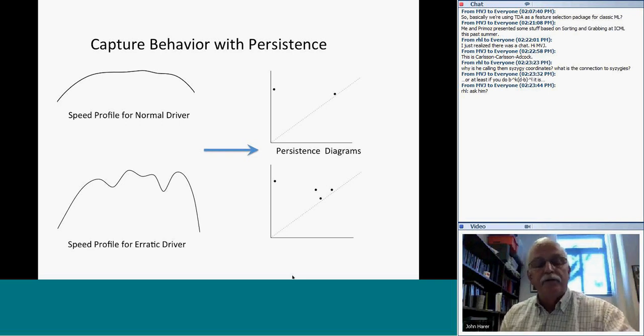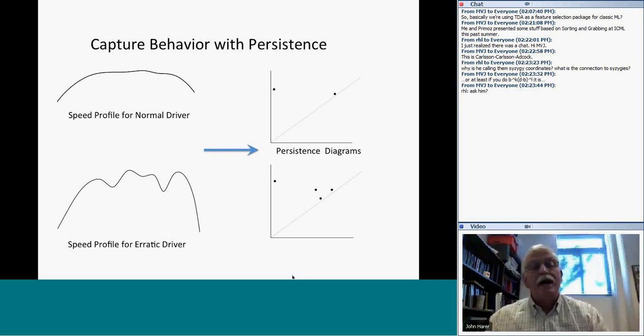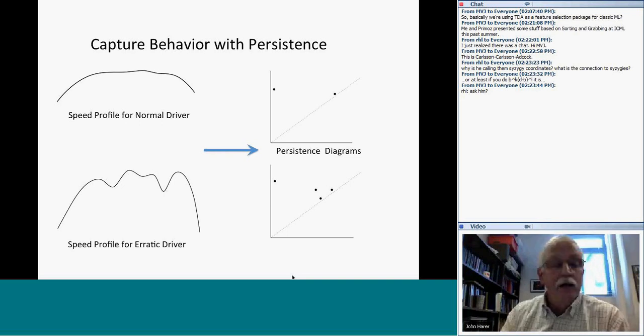So we had a speed profile for a normal driver. What do I mean by that? You look at that function, which is just the speed of the driver over some interval of time, and you look at zero-dimensional persistence filtering by height. You see there's one point well off the diagonal corresponding to the local max and the min. We're sort of ad hocing the fact that we have an interval and not an actual completion there. Then there's one point near the diagonal for a small little wiggle that you see over on the right.